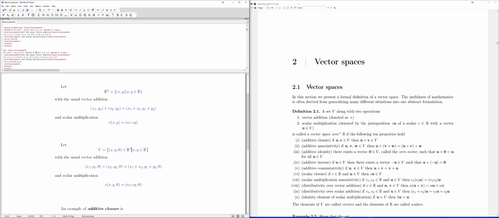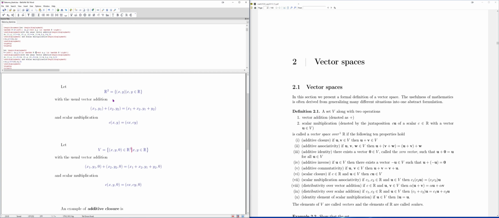Okay, so what we want to look at now is vector spaces. So what's a vector space? A vector space is a set, usually containing something that's basically vectors. And with that set, you're going to have two operations, which are vector addition and scalar multiplication.